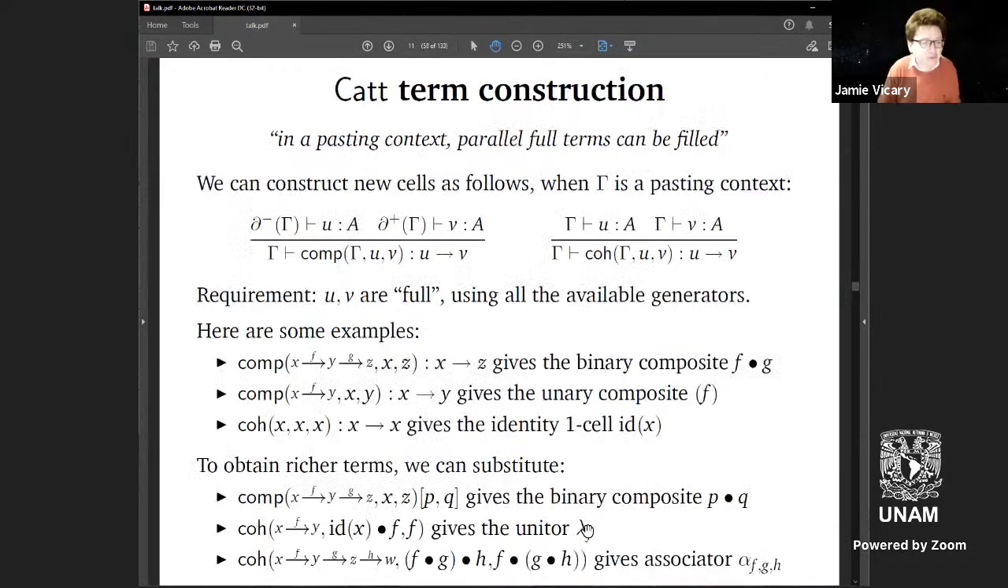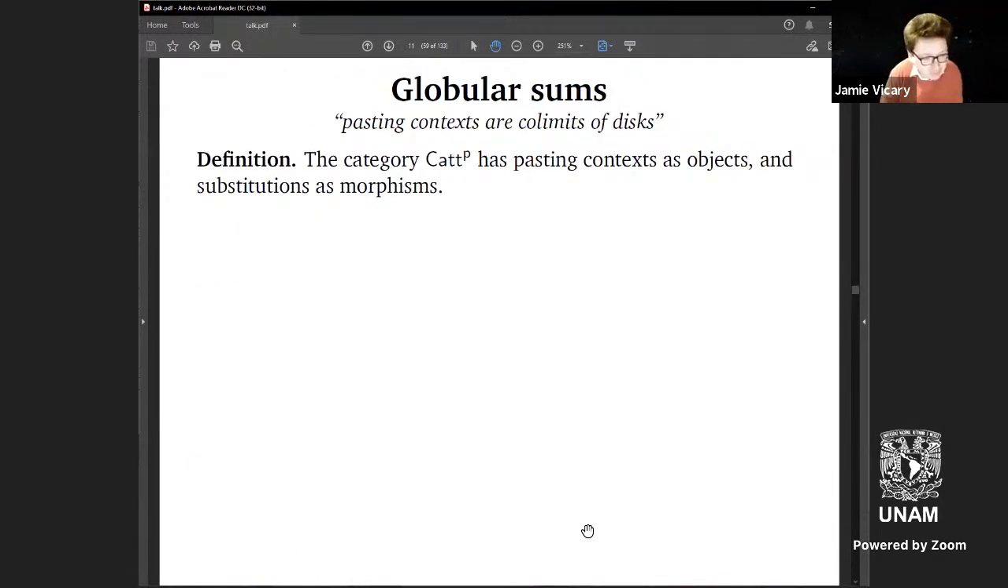Okay, so far, though, this is all about free infinity categories. So that's nice, free weak infinity categories. What about actual infinity categories, which might not be?